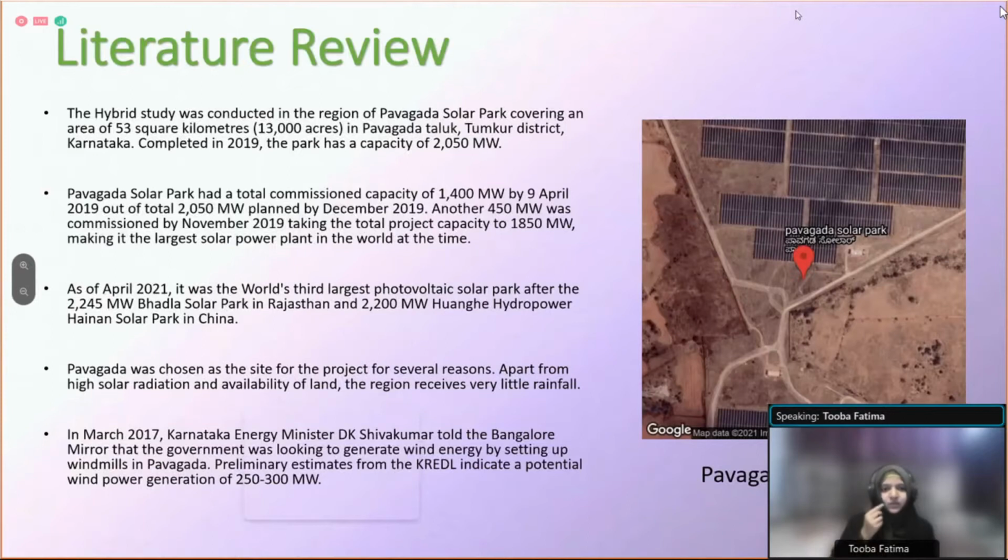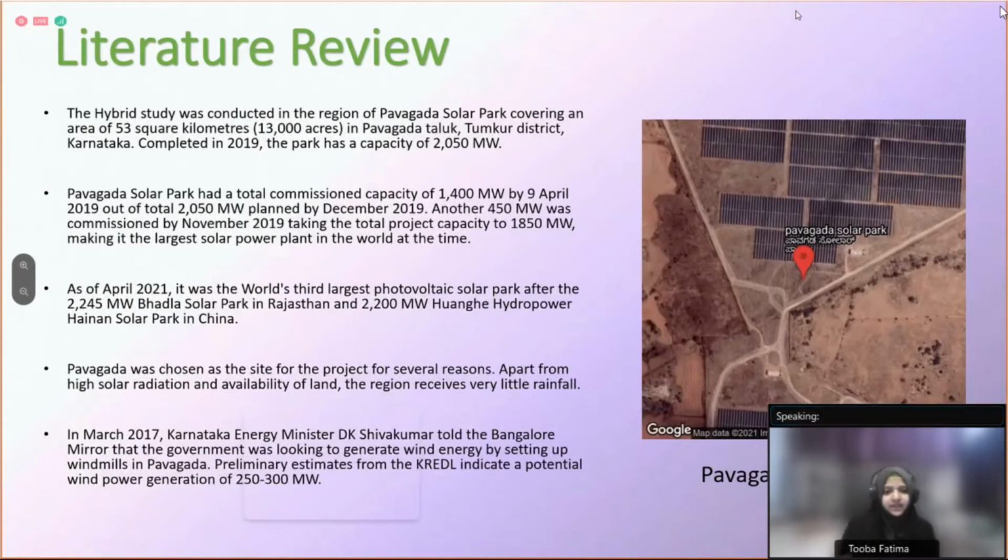Pavagada Solar Park had a total commissioned capacity of 1400 megawatt by 9th April 2019, out of a total 2050 megawatt planned by December 2019. And then another 450 was commissioned by November 2019. As of April 2021, it was the world's third largest photovoltaic solar park after the 2,245 megawatt Bhadla Solar Park in Rajasthan and the 2,200 megawatt Huang Hydropower Hainan Solar Park in China.